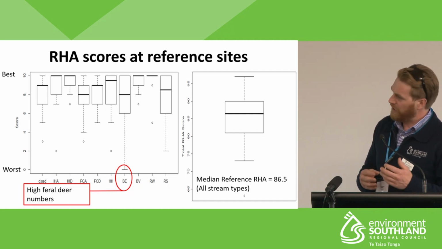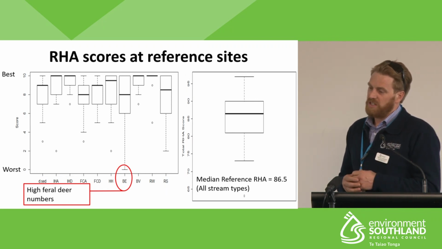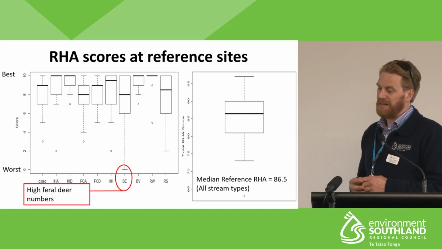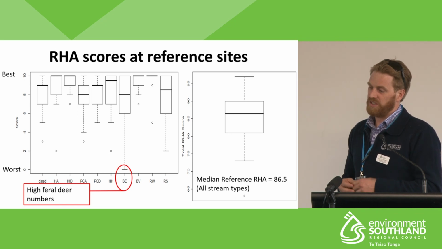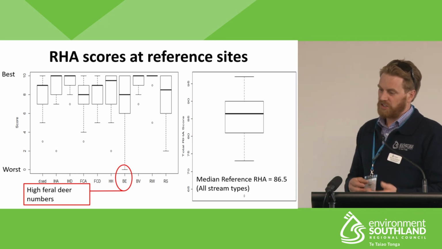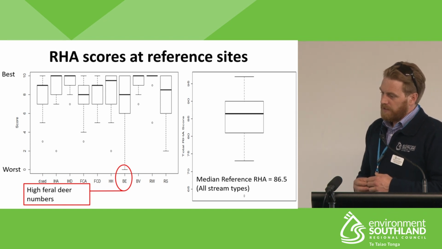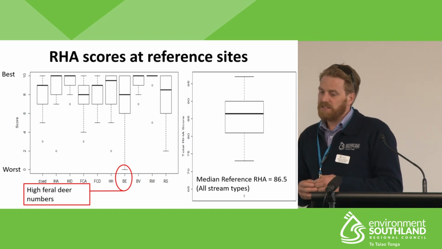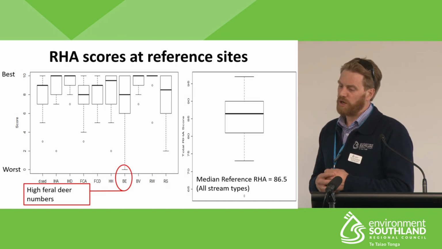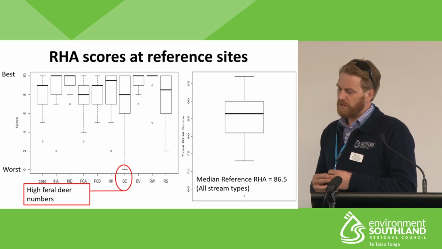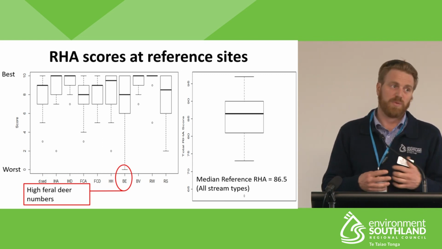And so from the left, we're looking at deposited fine sediment, invertebrate habitat abundance, invertebrate habitat diversity, fish cover abundance, fish cover diversity, hydraulic heterogeneity, bank erosion, bank vegetation cover, riparian width and riparian shade.